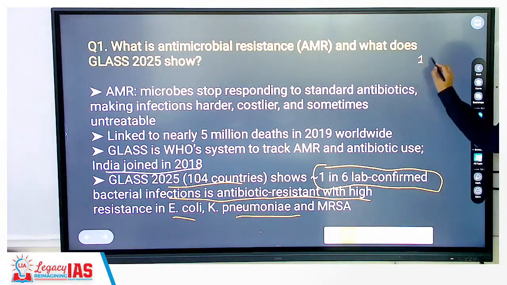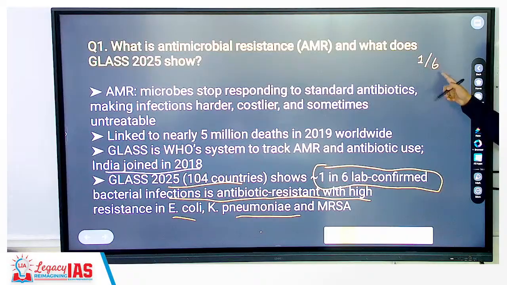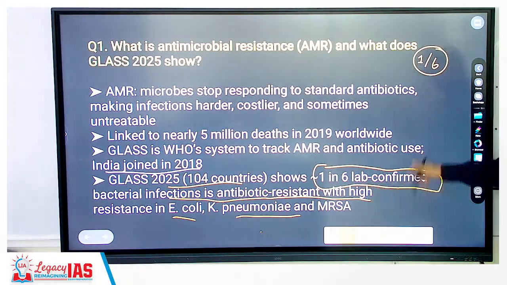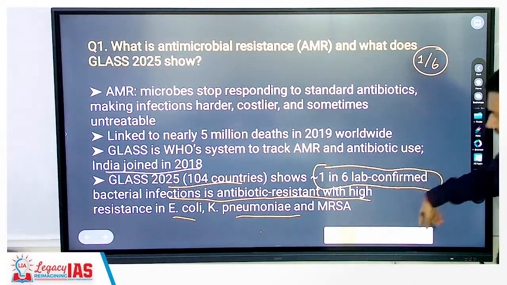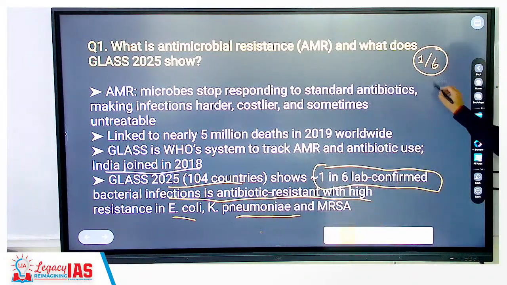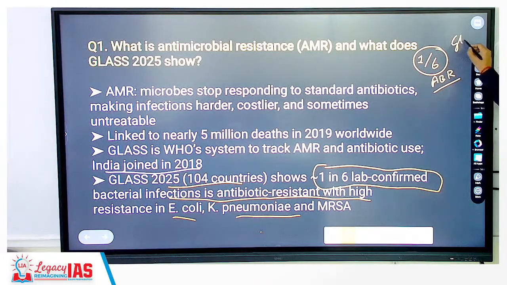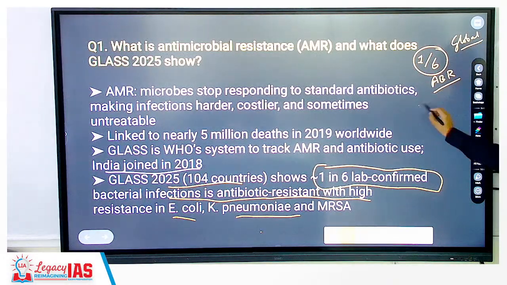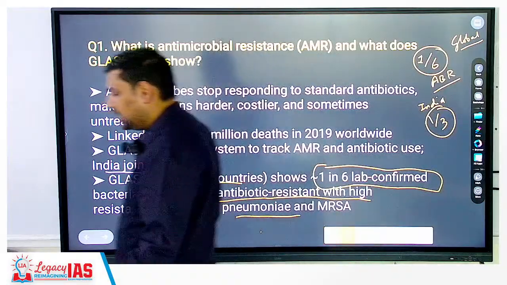So basically, the data that you need to remember is 1 in 6 lab confirmed bacterial infections are antibiotic resistant now. Now, this is at global level and at India level, actually the data is coming out to be 1 out of 3. Okay, we'll also understand why it came so high for India.